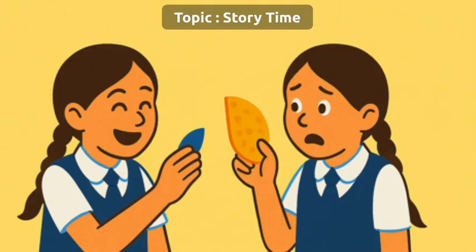They both laugh. But wait. Shaban gives Mukta a bigger piece. Mukta says, "Hey, that's not fair. You got the small part and I got the big part." Shaban says, "Oh, I didn't notice."